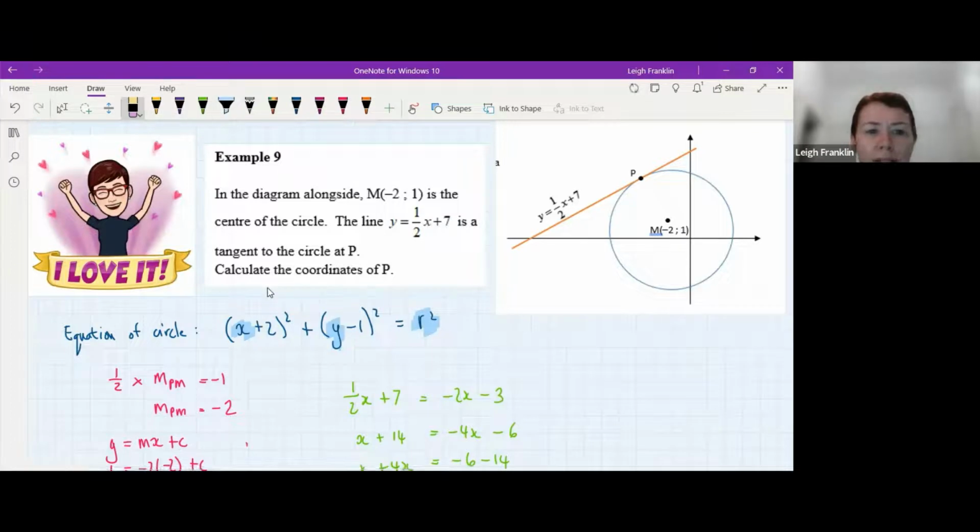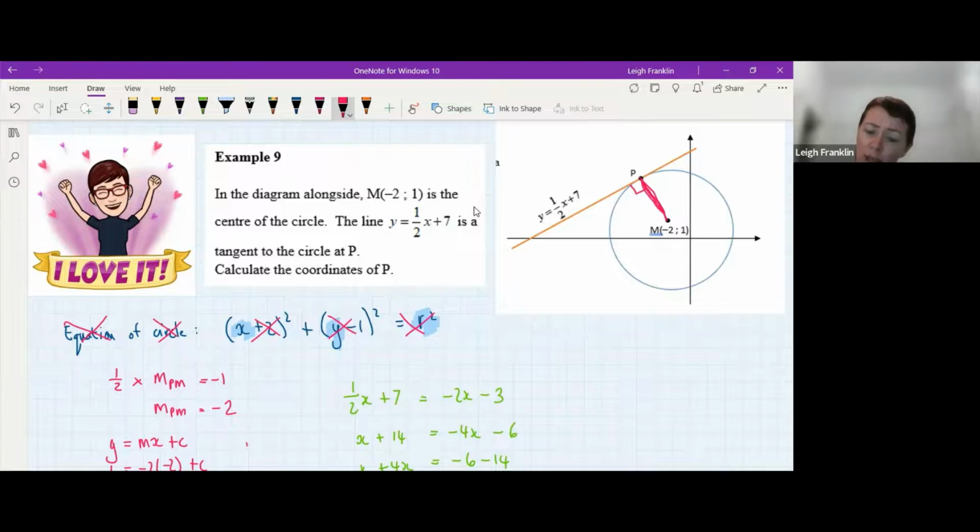So what that means, Cassandra, is that we cannot use the equation of the circle to answer this question. If we need to solve for a point, if we need to solve simultaneously, the only way we're going to be able to do it is by using the radius, which I'm now drawing in bright pink, and the tangent, which is in orange, because point P is a point of intersection between the radius and the tangent.